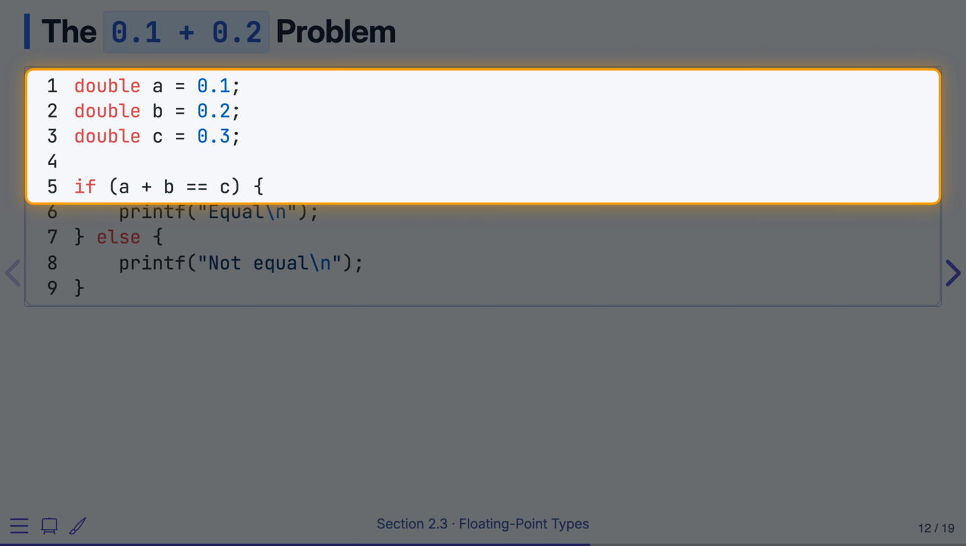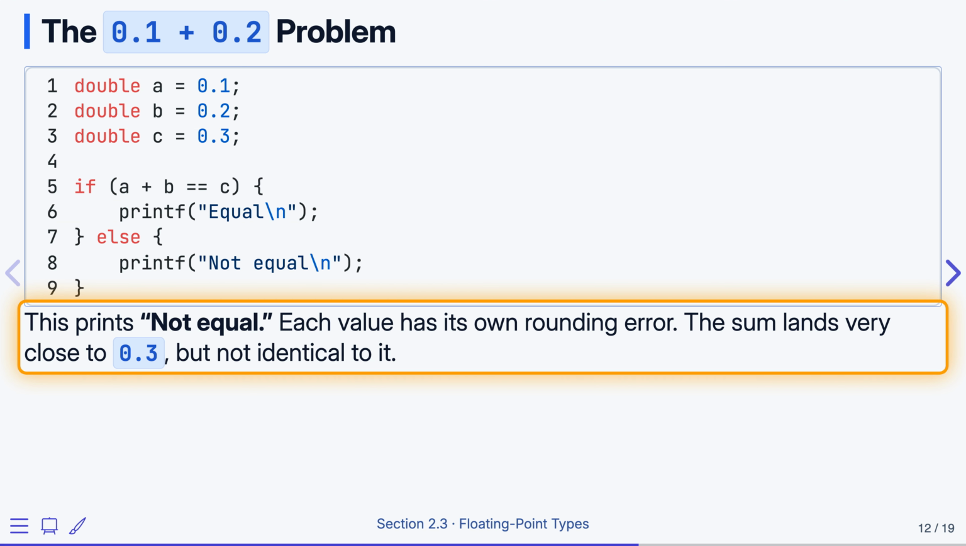The imprecision becomes a real bug when you compare values. We set A to 0.1, B to 0.2, and C to 0.3. Then we ask if A plus B equals C. This prints not equal. Each value has its own rounding error. The sum lands very close to 0.3, but not exactly on it. That is enough to make the equality check false.